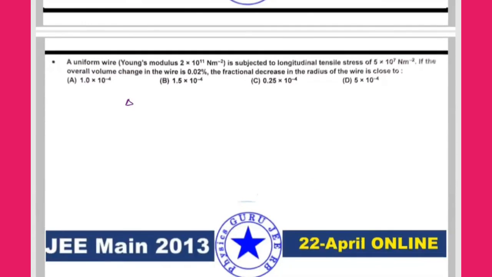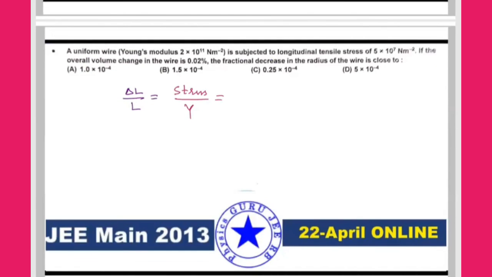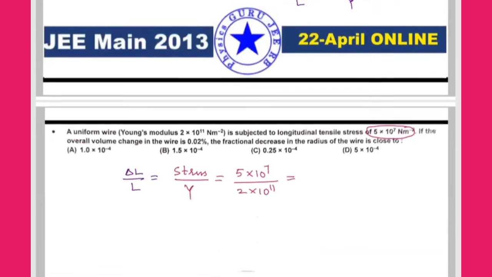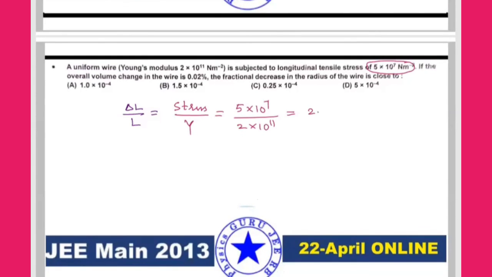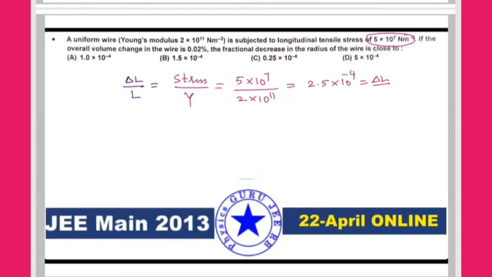Now delta L by L is equal to stress divided by Young's modulus Y. Stress is already given as 5 into 10 to the power of 7 Newton per meter square, divided by Young's modulus 2 into 10 to the power of 11 Newton per meter square. I get 5 by 2, which is 2.5 into 10 to the power of minus 4. Keep it like this, delta L by L.